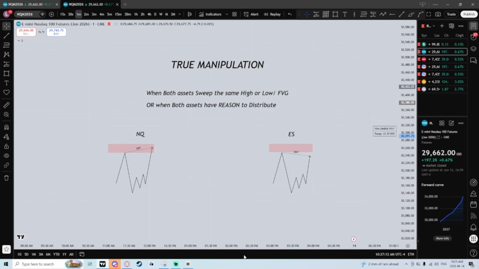It's when both assets sweep the same high or low or trade into the same fair value gap, or when both assets have a reason to distribute. So in this case, we have a little example here. I'm going to test you guys. Comment down what you think the answer is.